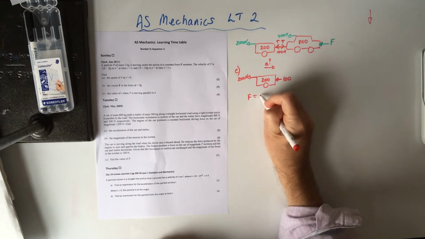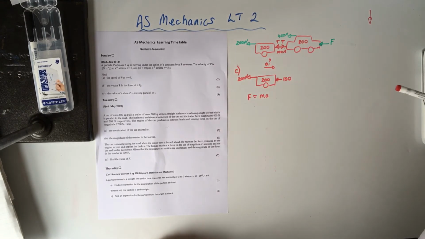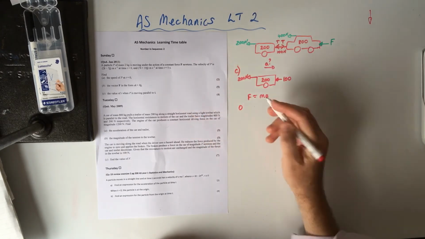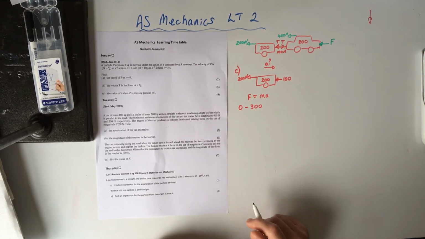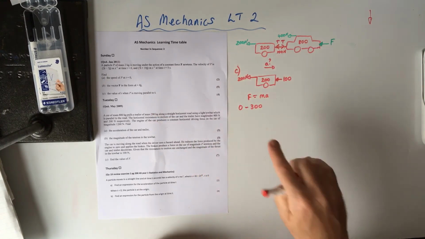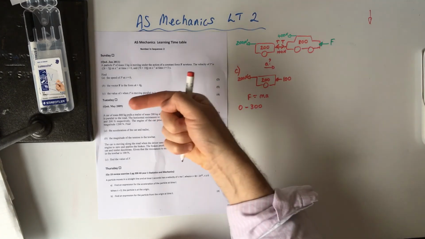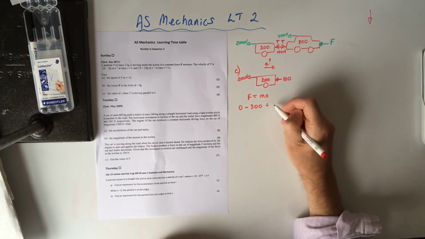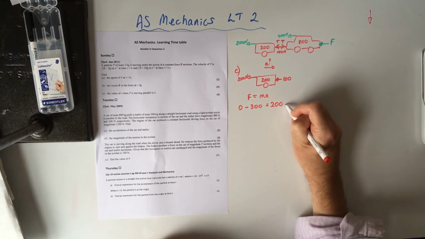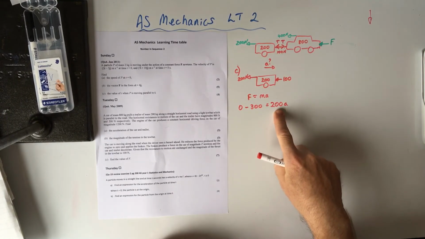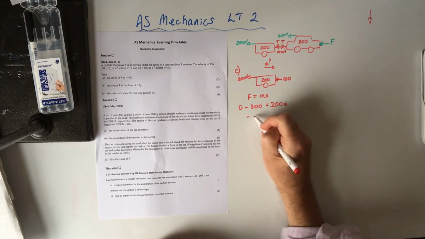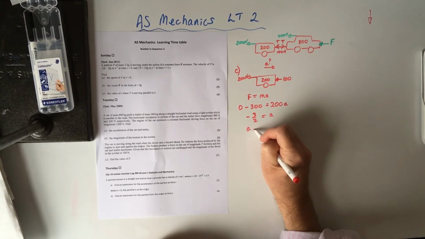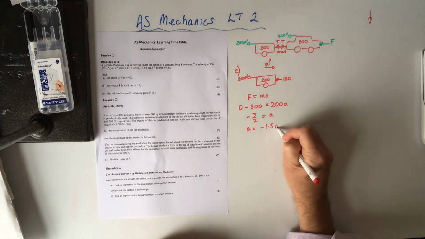So if we apply F equals ma, remember that is our positive direction, which means that the force that way is 0 minus all the forces that way is minus 300, isn't it? So 300 newtons are acting that way. So the overall net force is minus 300. The minus is just referring to the direction, and that is equal to the mass, which is 200, times the acceleration, a. And if we divide by 200, we get minus 3 over 2, so the acceleration is minus 1.5 meters per second squared.